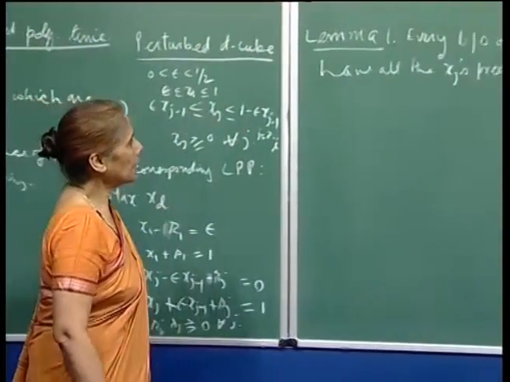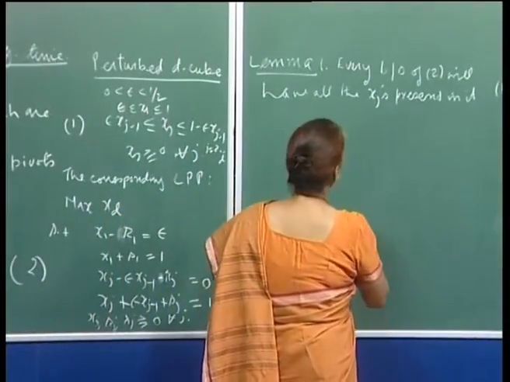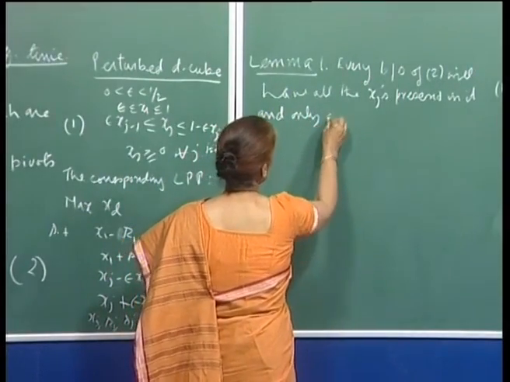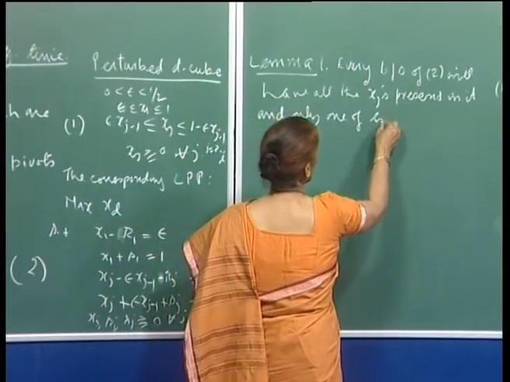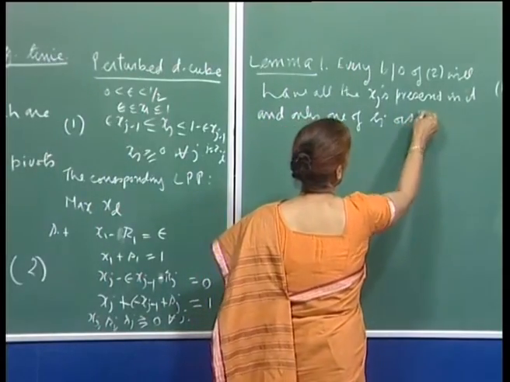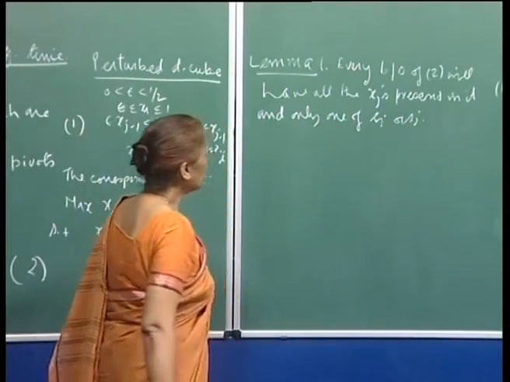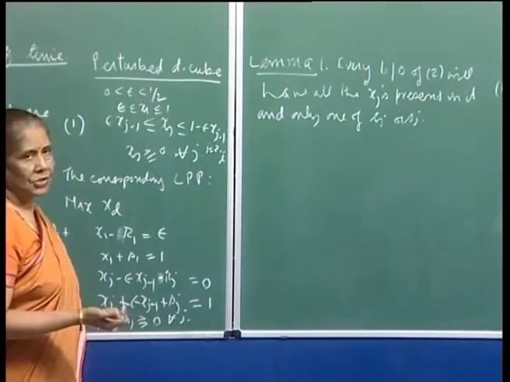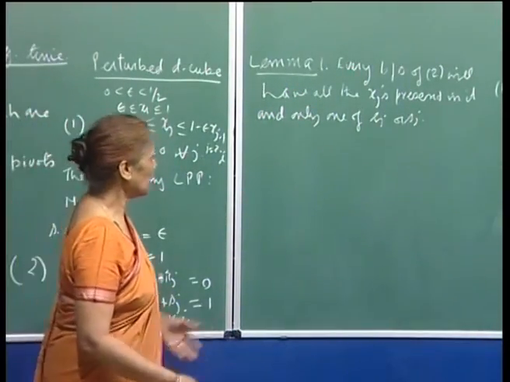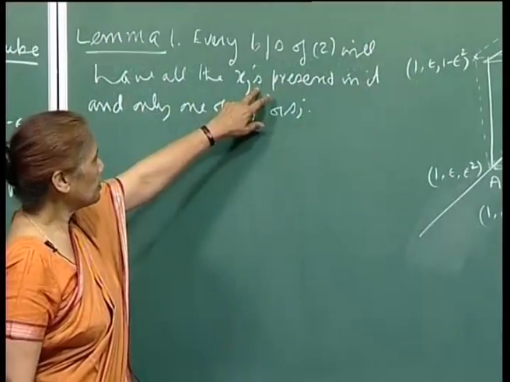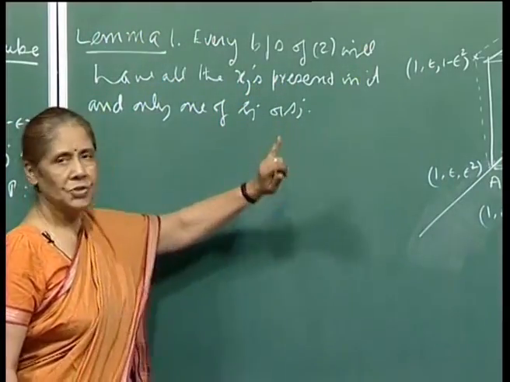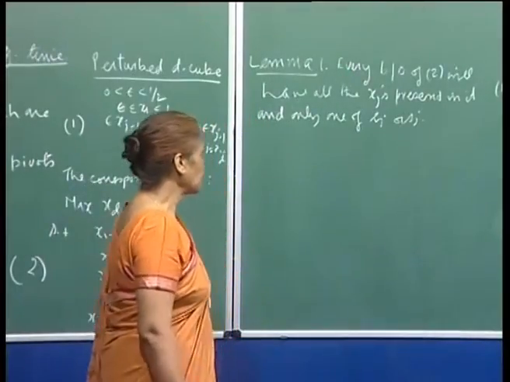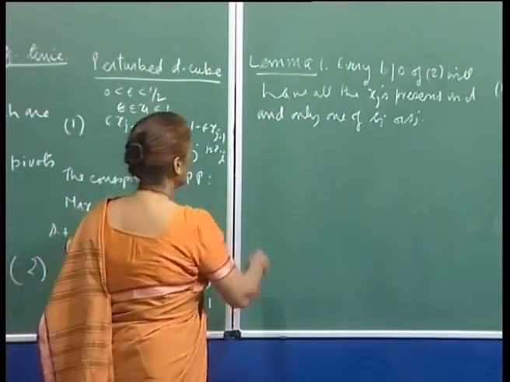Okay. So it has all the x_j's present in it, and only one of r_j or s_j, right. That means either r_j will be present in the basic feasible solution or an s_j. So that makes it 2d, right, because all the d x_j's are present, and then either r_j or s_j is present for every j. So you have 2d basic variables. Okay. Well, so let us prove this simple claim.